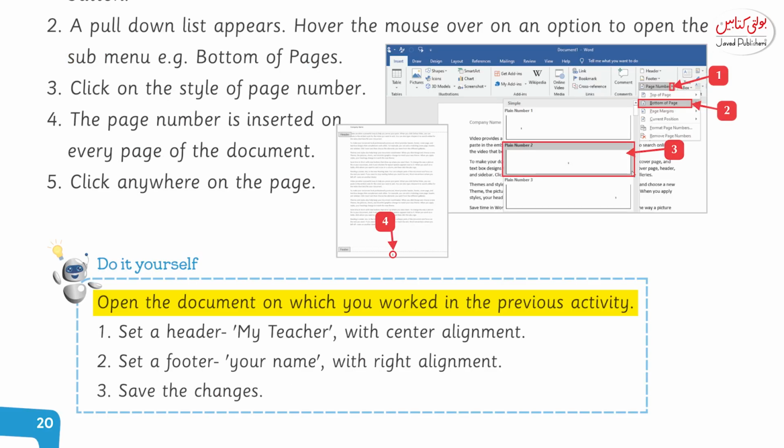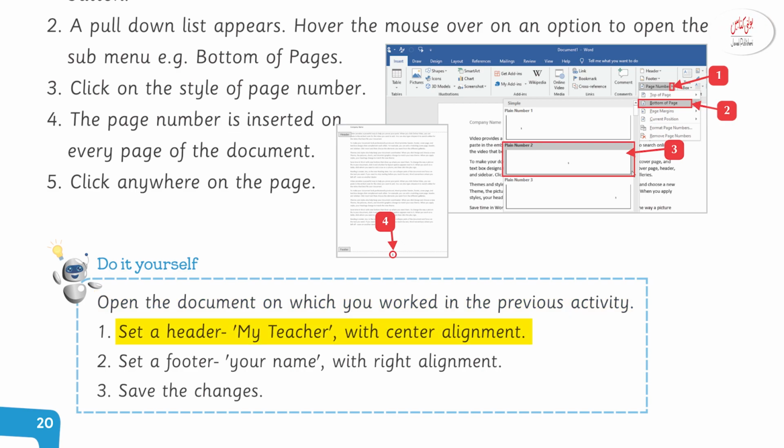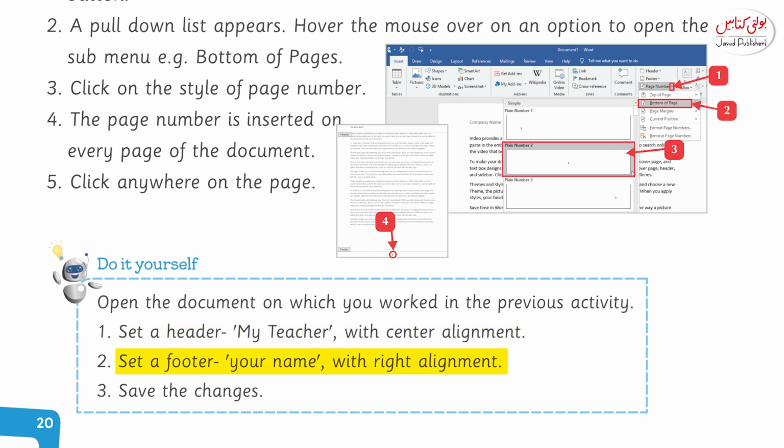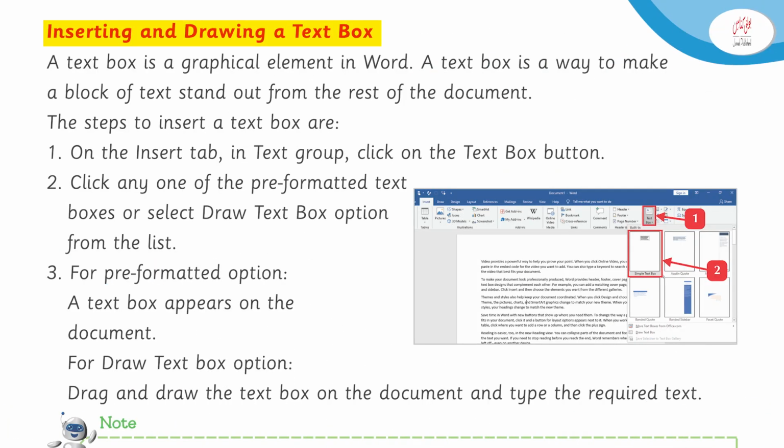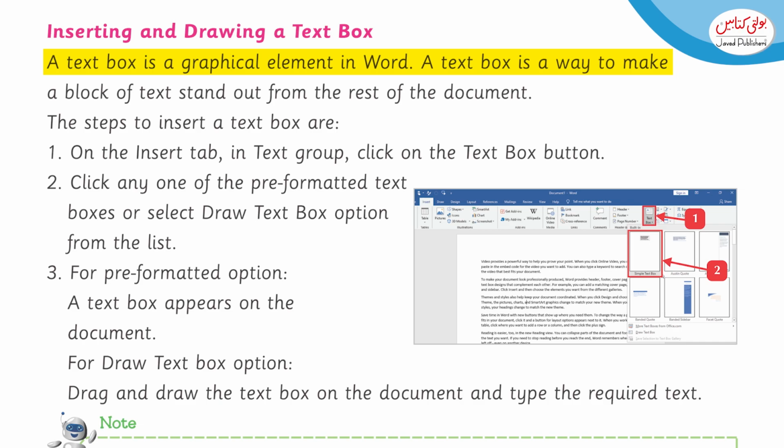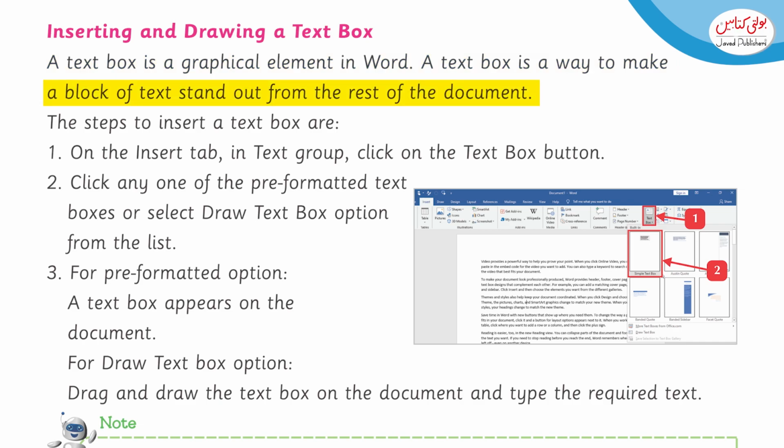Now open the document on which you worked in the previous activity. Set a header, My Teacher, with centered alignment, and set a footer, Your Name, with right alignment. Save the changes. Inserting and drawing a text box. A text box is a graphical element in Word. A text box is a way to make a block of text stand out from the rest of the document.